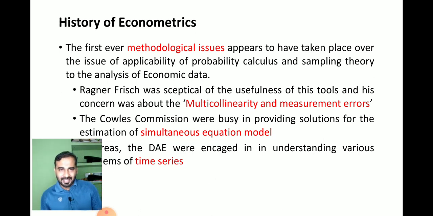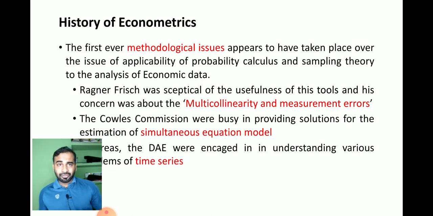Okay, and as I told you in the last slide, there are three different groups of people who contributed to the establishment of the subject econometrics: the Econometric Society, the Cowles Commission, then DAE, the Department of Applied Economics, Cambridge University. But all these three groups focused on their own respective areas. All of them concentrated on different issues.